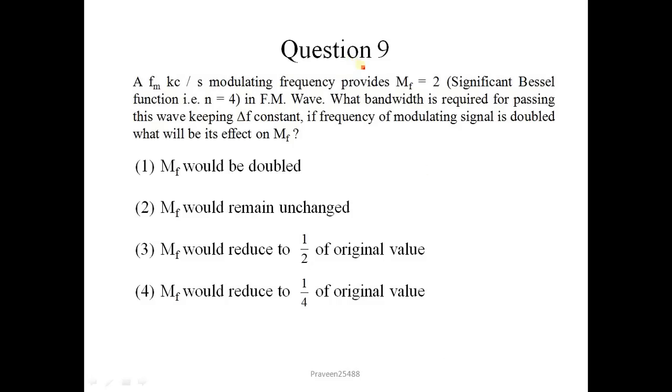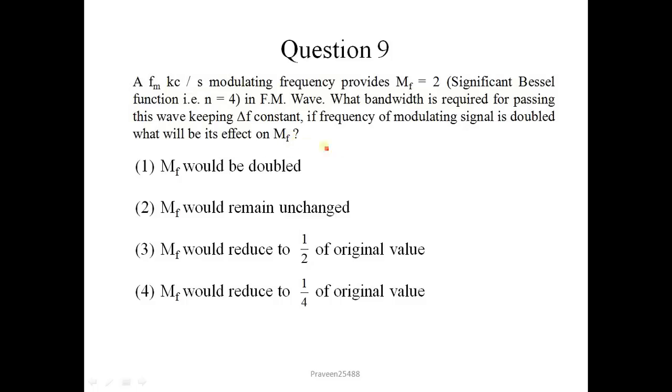Now next question is question number 9. A FM modulating frequency of kilocycles per second provides MF equal to 2, significant Bessel function, that is n is equal to 4 in FM wave. What bandwidth is required for passing this wave keeping del f constant? If frequency of modulating signal is double, what will be its effect on MF?